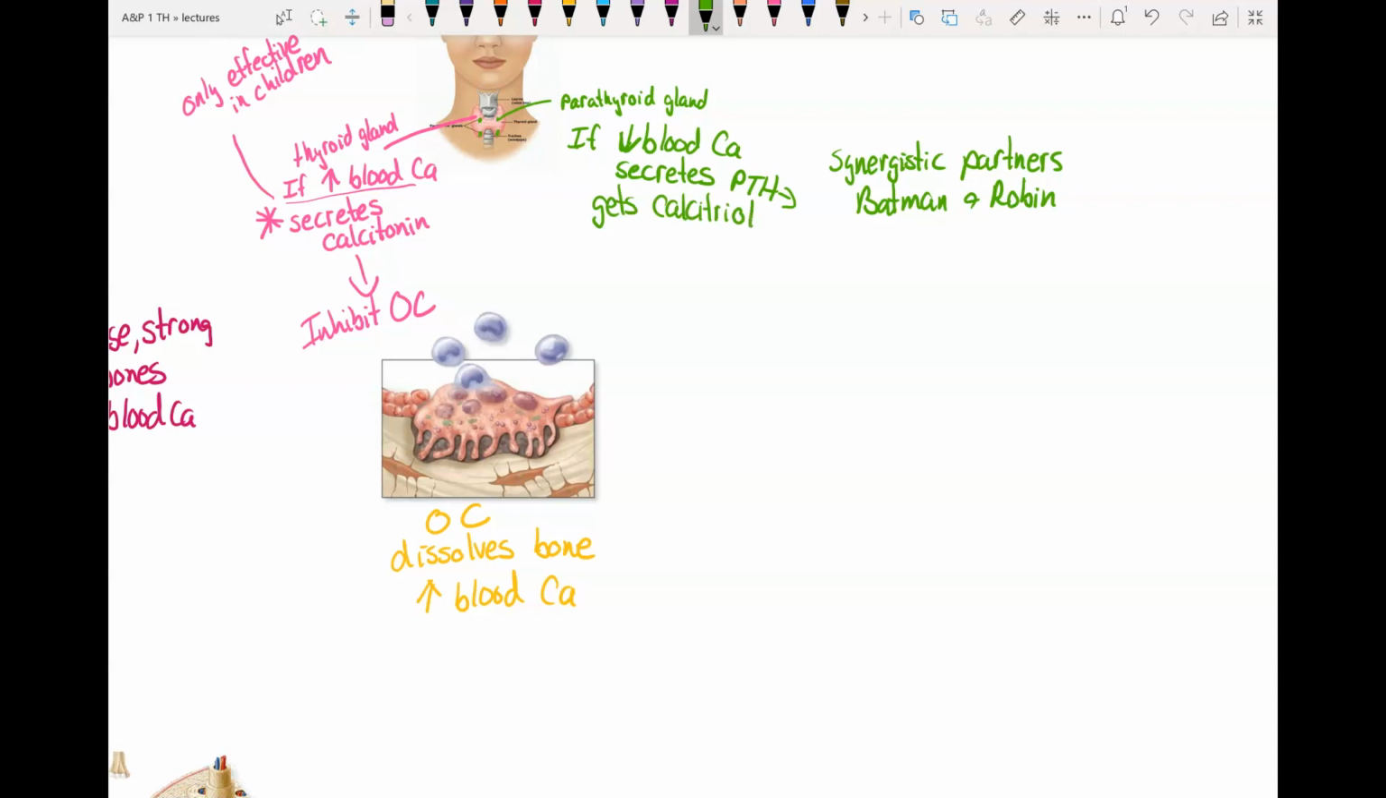So if blood calcium is low, your parathyroid gland secretes PTH. PTH goes to the kidney and says, hey, come on, calcitriol, we got to go raise blood calcium. Then the two of them are like Batman and Robin, and they go out to raise blood calcium. Remember, osteoclasts are what put calcium in your blood. So they are going to stimulate the osteoclasts to work more.